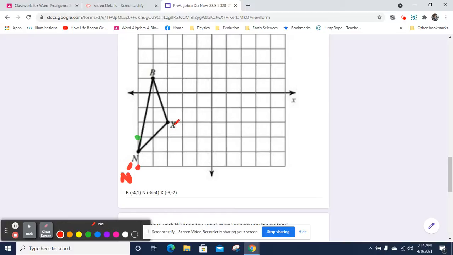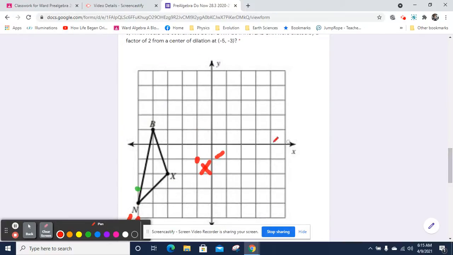Okay. Now X is 2 over and 1 up. So it's going to become 4 over from there and 2 up. So that'll be X prime. And then B is currently 4 up and 1 over. So it's going to be 2 over now. I'm going to scroll up a little bit for this. Now it's going to be 2 over and 8 up. So B prime is going to be right up here.